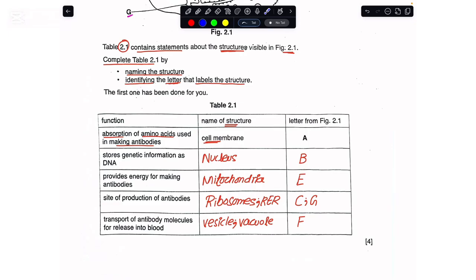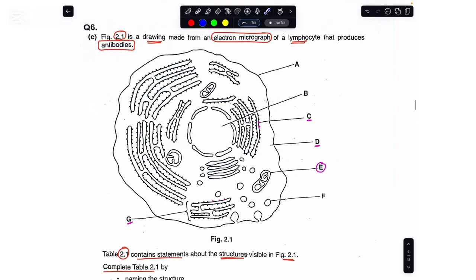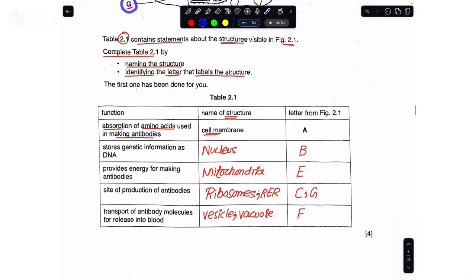Now, here they have asked what is the site of the production of antibodies, and what we know is that these antibodies are proteins, and proteins are always synthesized by the ribosomes, or they are made on the rough endoplasmic reticulum. So the choice is with you. Either you write ribosomes or you write RER, but the choice of the letter would change. If you write ribosomes here, the letter that you are required to give is C. And if you write the rough endoplasmic reticulum in that column, you need to give the letter G that we have over here.